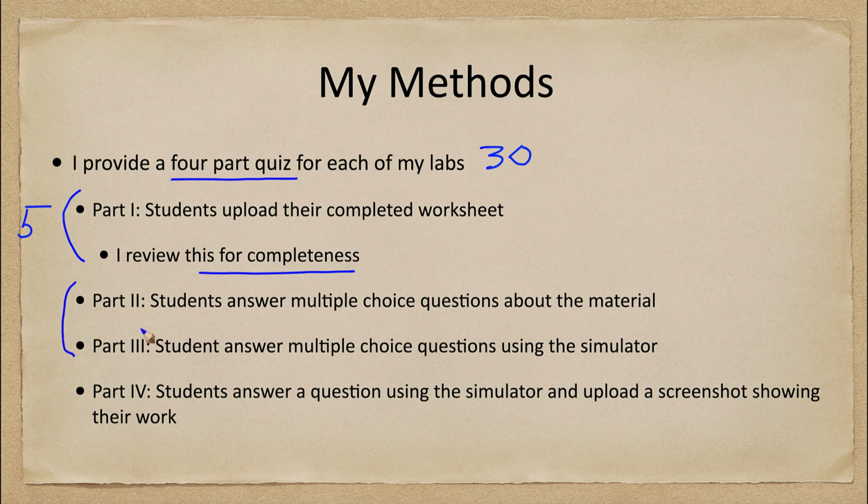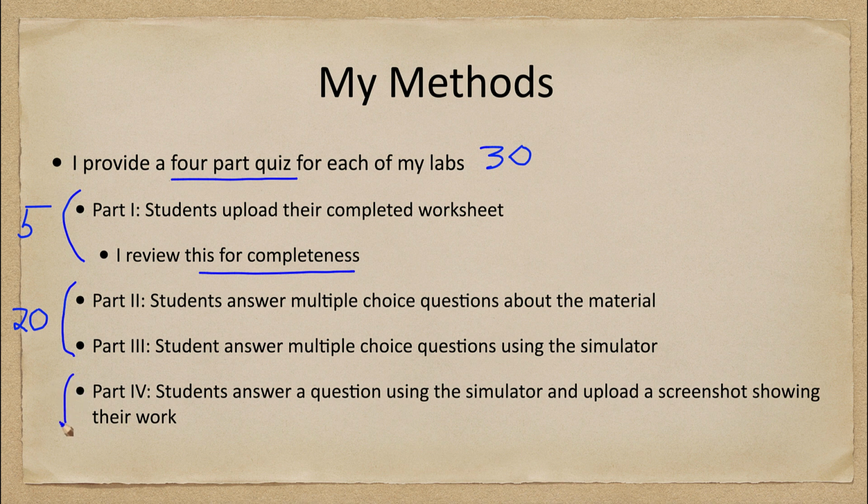Then questions about the material and about the simulator. These are multiple choice. This is what's automatically graded, and that's 20 points. So yes, the worksheet I do still have to review manually. I want to see that they've completed it and at least made an attempt. But if all they're doing is looking up answers, then they're not going to understand the material well enough to do parts 2 and 3.